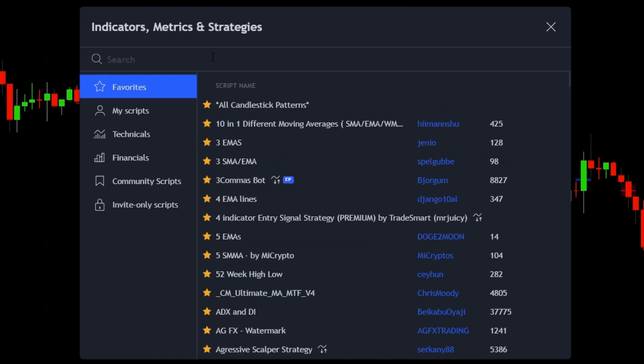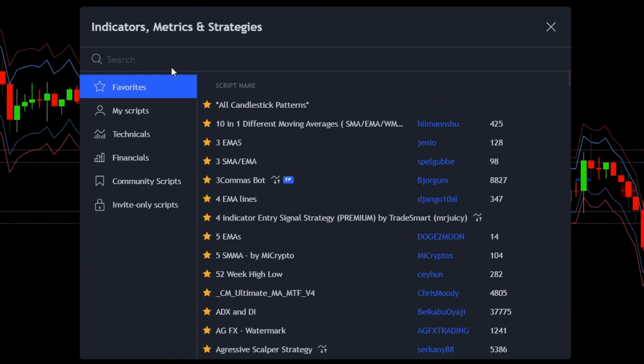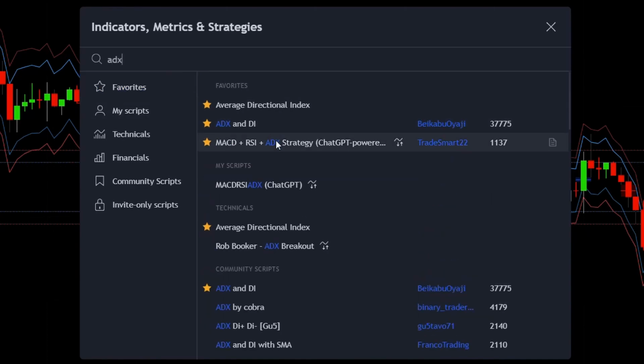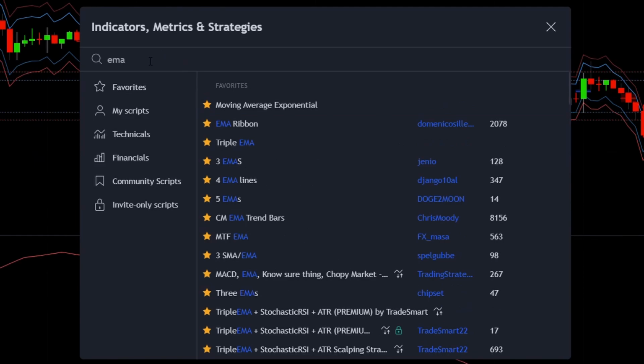The second indicator is going to be our stop loss indicator, and it is the well-known NNFX ATR. Add this one to your chart. And finally, for this strategy, we will only use one extra filter, which is going to be an ADX with an EMA. So type in ADX and add this one to your chart. And type in EMA. And click on this one.